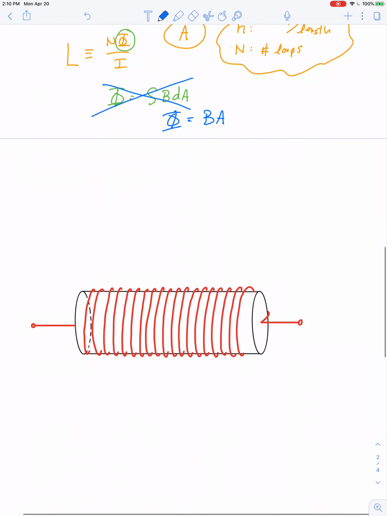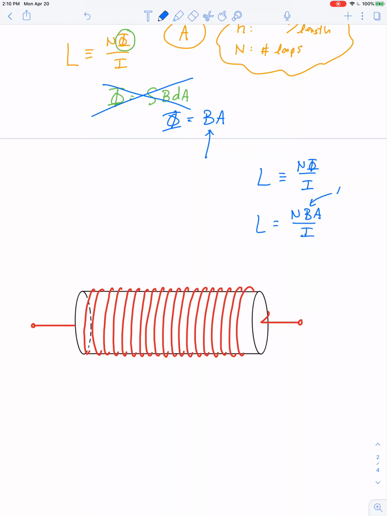So one step at a time. In the end, we're going to try to use the equation L equals N phi over I, but phi is B A, and we can get B from Ampere's law.